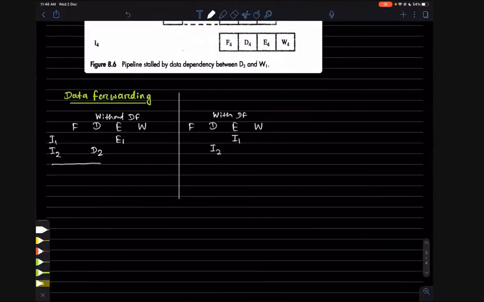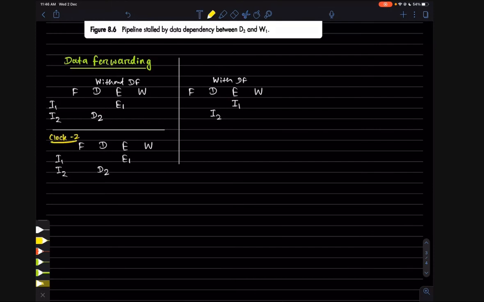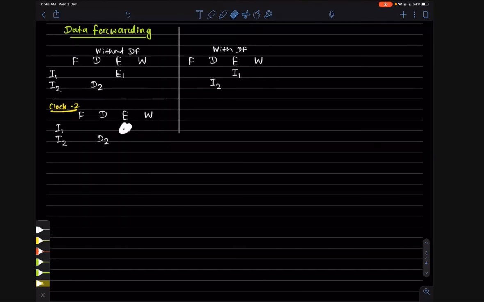This is one clock cycle. Let me copy this part. In the next clock cycle, this is clock 2, what will happen? The execution will go to E1, but decode will be there, so we will get one bubble here. This is one bubble.